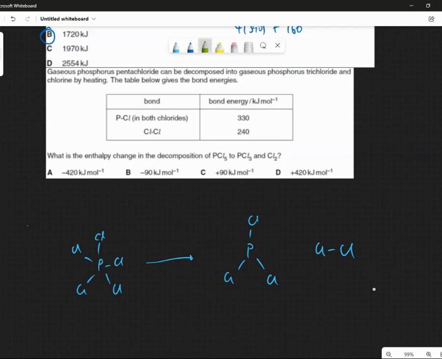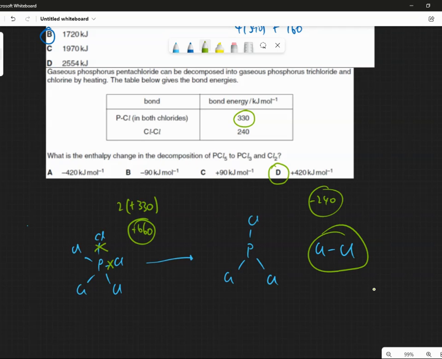Okay, so basically, what am I doing? I'm breaking. What am I breaking? I'm breaking 2 of these P-Cl bonds, so that's going to cost me plus 330 each, because that's the bond energy for a P-Cl, and that's times 2, so that's going to be 660. Plus, because it's endothermic. And I form a new Cl-Cl bond. My new Cl-Cl bond is minus 240. So I add 660 to minus 240, and that gives me plus 420. So there you go. That's the answer to that one.